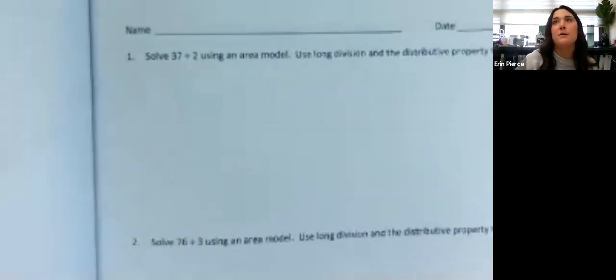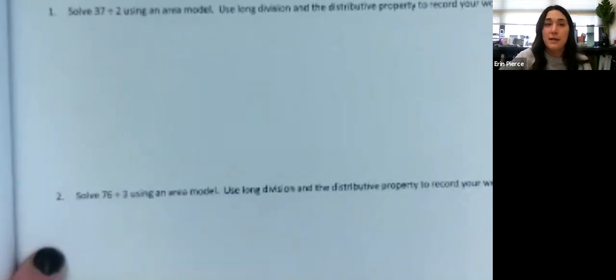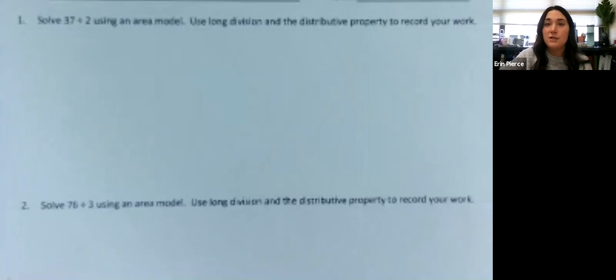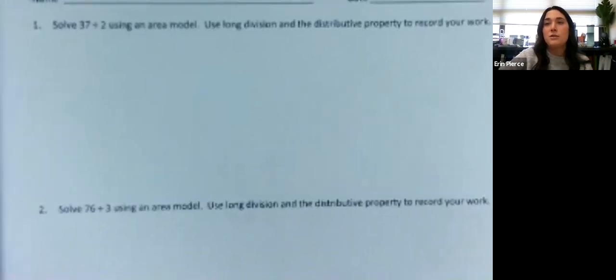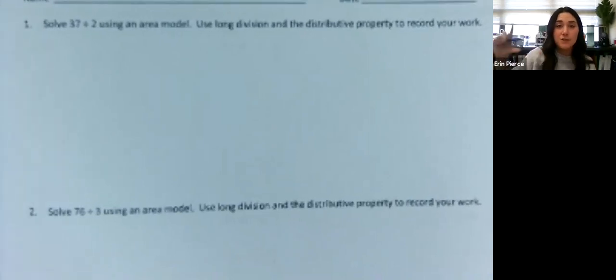All right, page 21. Solve. Ooh, I'm gonna zoom in. We haven't used area model in a while. Let's go ahead and use it, because they're asking us to. It says solve 37 divided by 2 using an area model. Use long division and the distributive property to record your work. The distributive property part is just that number bond thing that we were showing, okay?